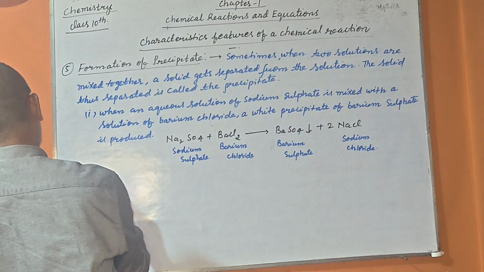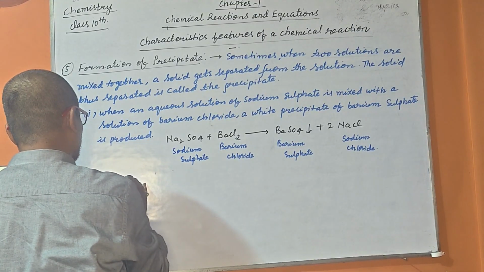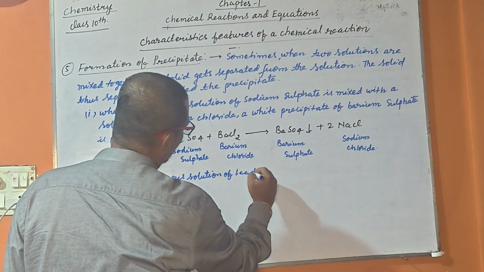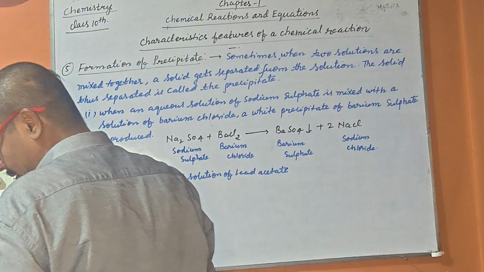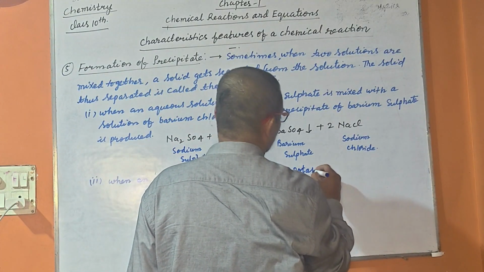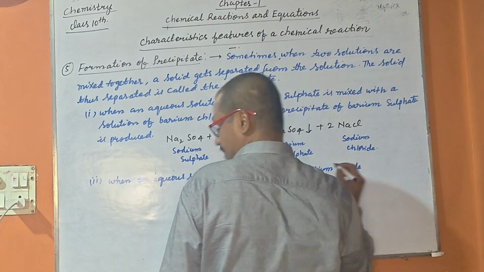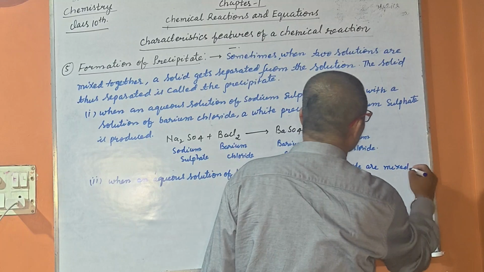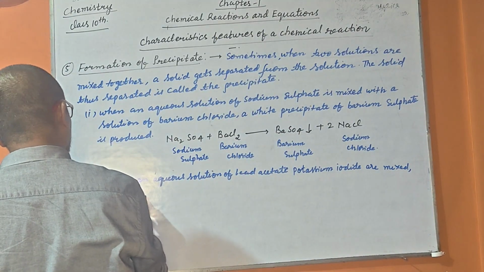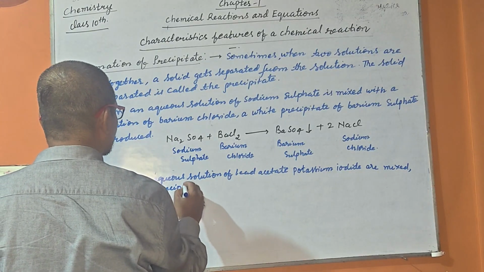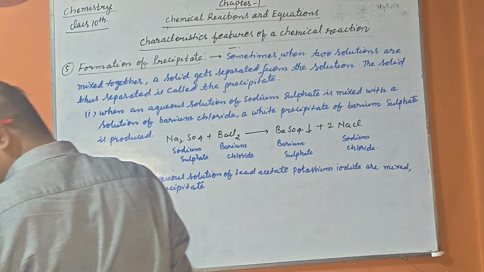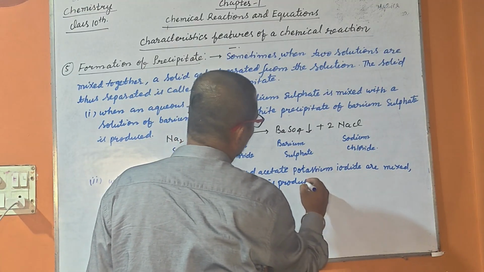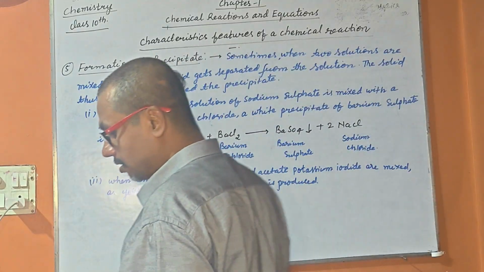Let us take another example. When an aqueous solution of lead acetate and potassium iodide are mixed, a yellow precipitate of lead iodide is produced.